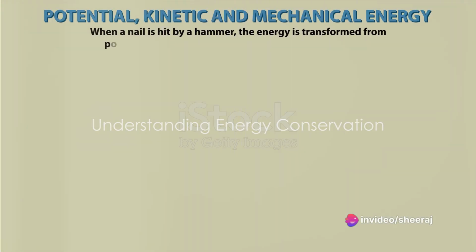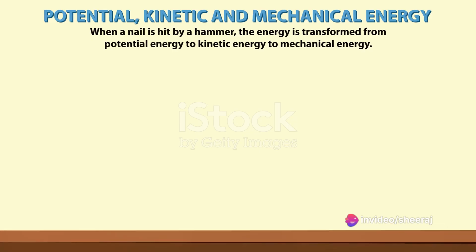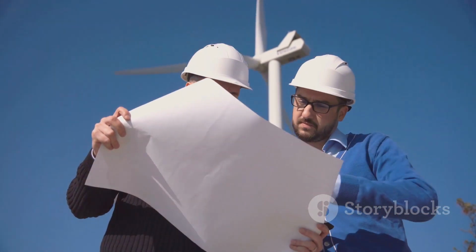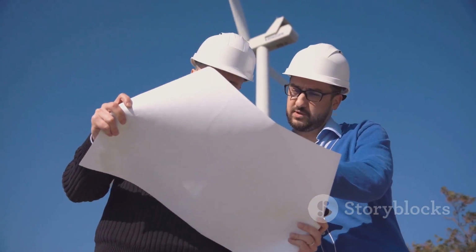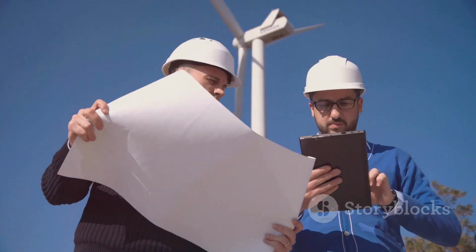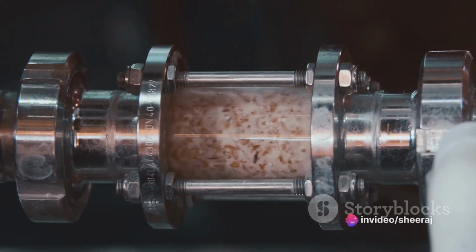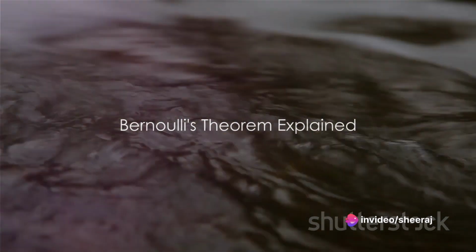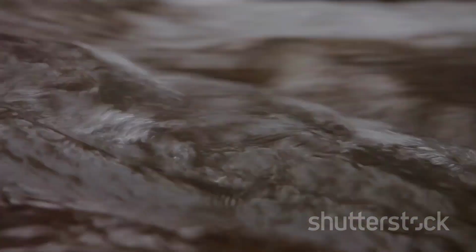To understand Bernoulli's theorem, we first need to grasp the concept of energy conservation. According to the law of conservation of energy, energy cannot be created or destroyed. It can only be transferred or changed from one form to another. This forms the backbone of Bernoulli's theorem. Bernoulli's theorem states that an increase in the speed of a fluid occurs simultaneously with a decrease in pressure or a decrease in the fluid's potential energy. It's a principle that applies to the flow of both liquids and gases.